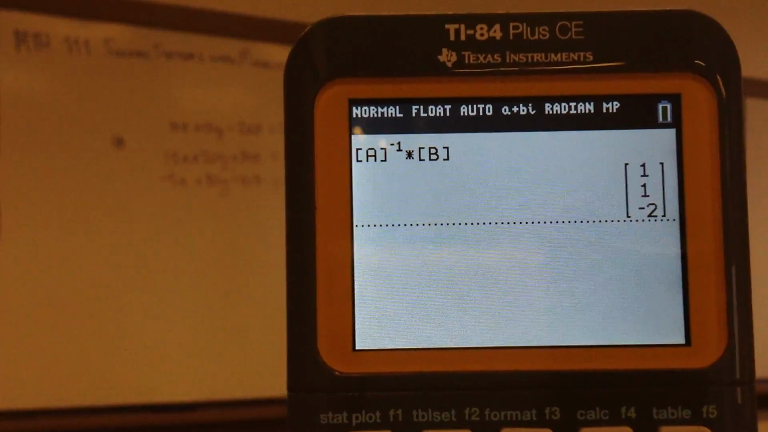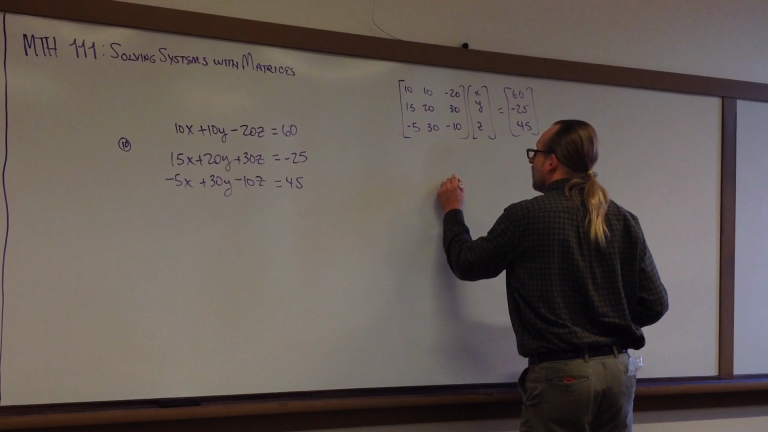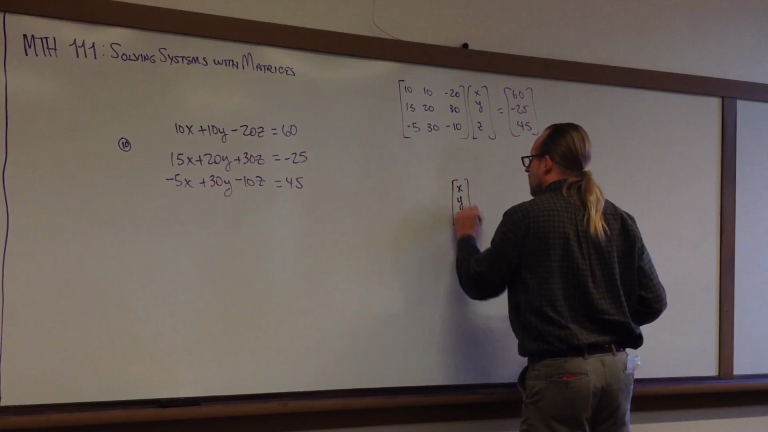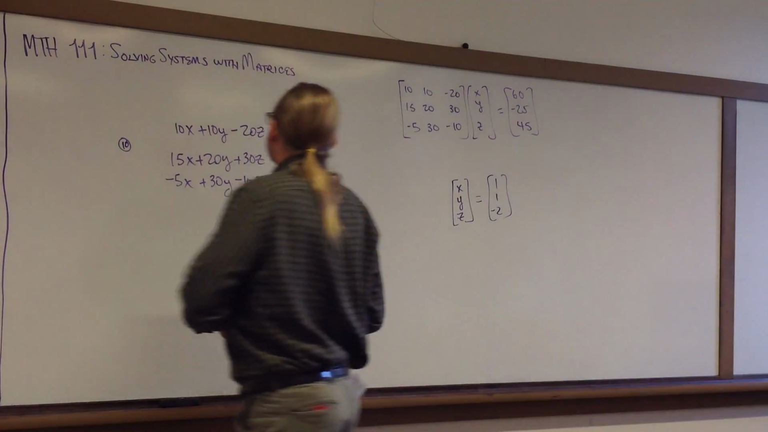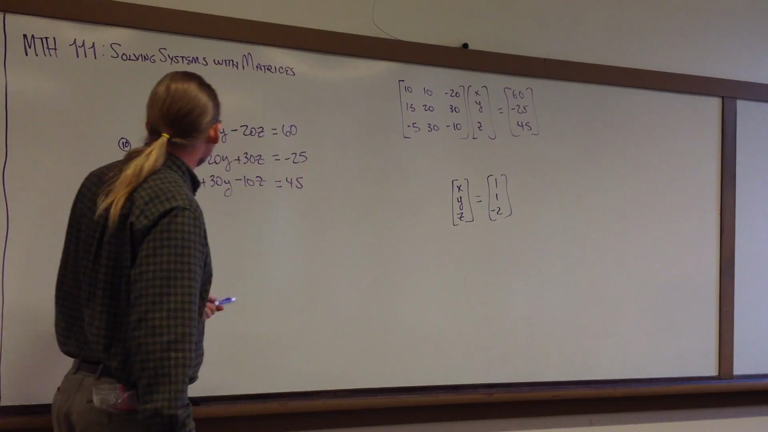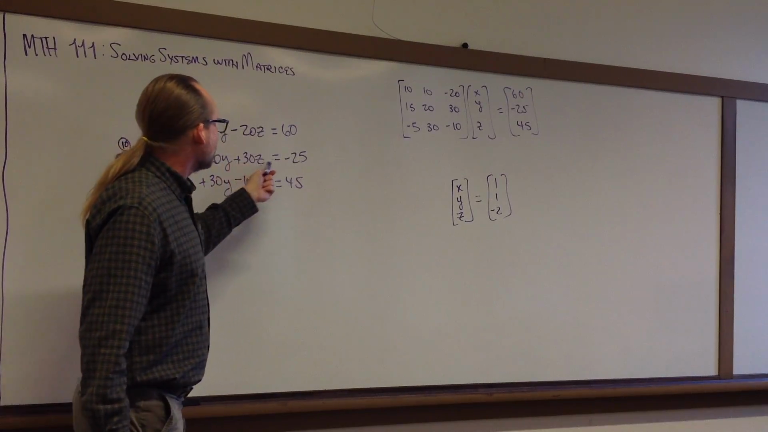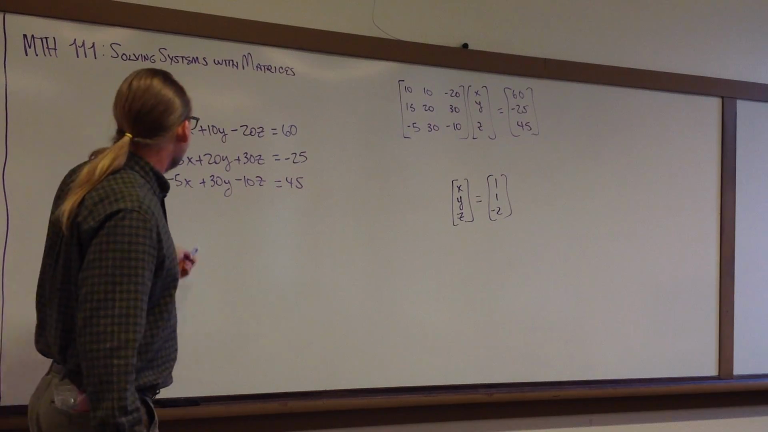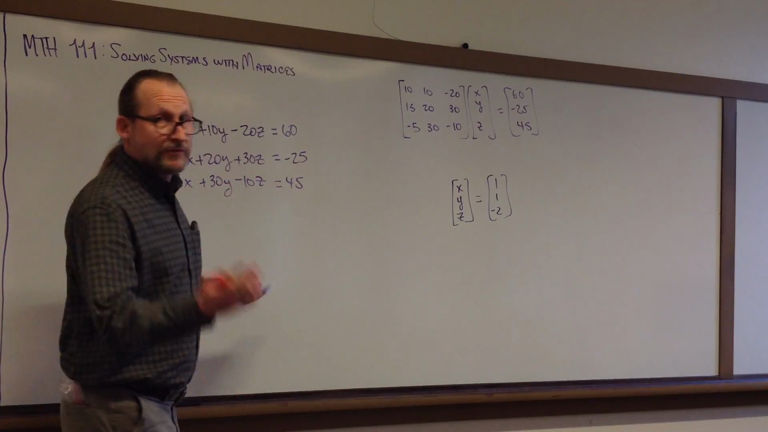X is 1, Y is 1, Z is negative 2. So 1, 1, negative 2. So is that right? Let's see here. 10 and 10 is 20, and then plus 40 gives us 60. Good. 15 and 20 is 35. 35 minus 60 will give us negative 25. 30 minus 5 is 25, and then this will add 20 onto it, giving us 45.